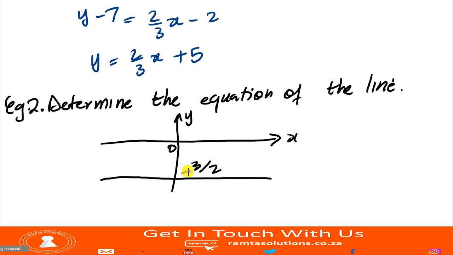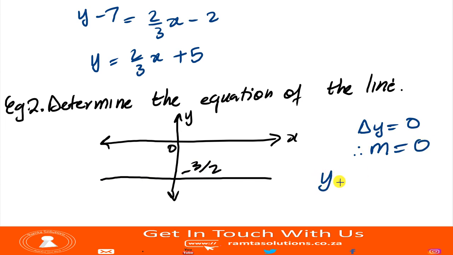Okay, so as you can see here, whatever x value you can think of, y value is always negative 3 over 2. Right? So this means delta x, let me change the color. As you can see here, delta y is 0. Whichever two x values you think of, y is always negative 3 over 2. Now, if that is the case, this means gradient is 0.